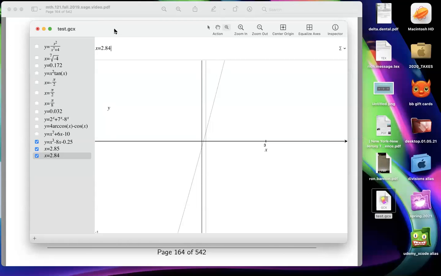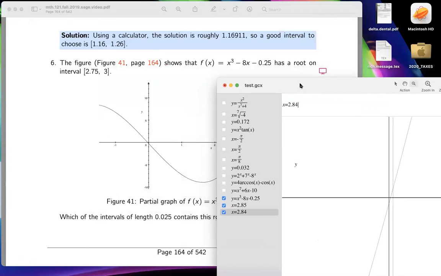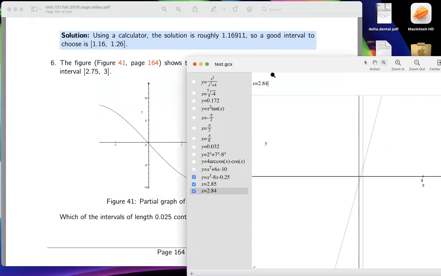Well, that would be 0.01, right? What did they want the length to be? To 0.025. So let me see if I can do a little better now. All right, so I want 0.025. So let's do this. And let's go, I don't know, 0.025 below that. Let me do this for you.